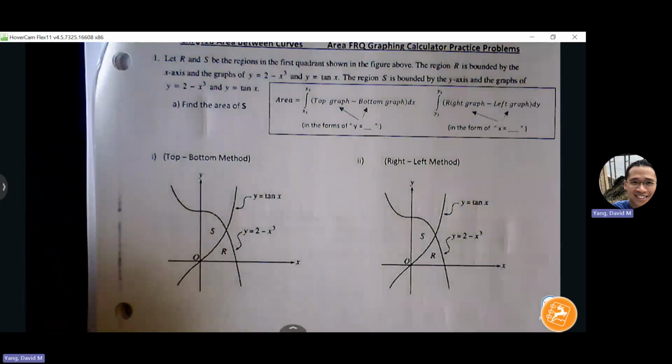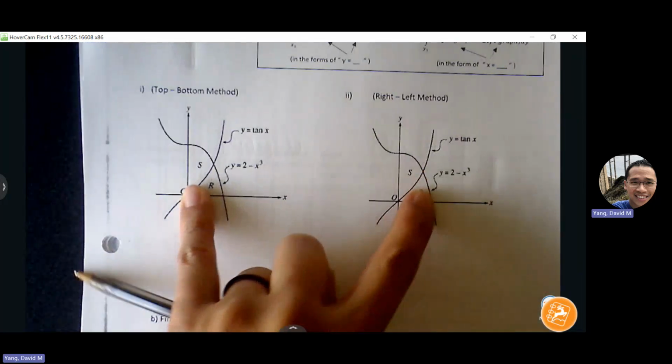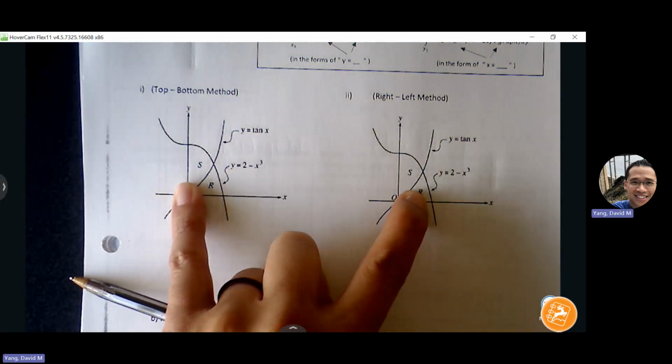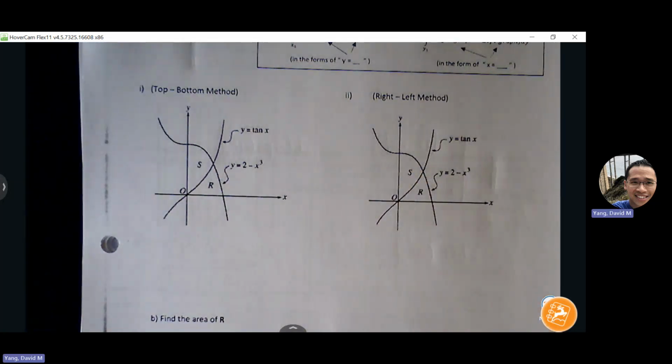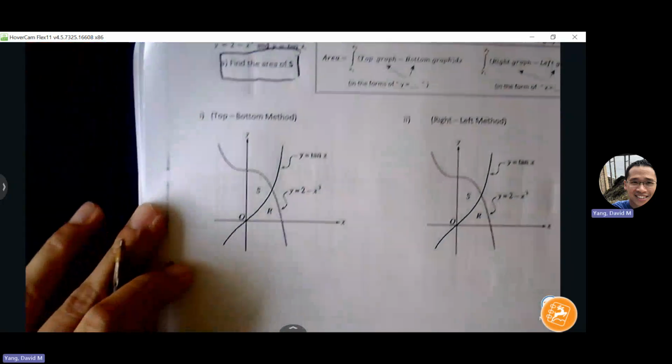So part A, find the area of S. We're going to do it in both orientations, so we can get that practice in. There's one that's going to be easier than the other, but it's good for us to be able to work from both perspectives. So we're just going to focus on S for now. Okay, let's do the easier version first.